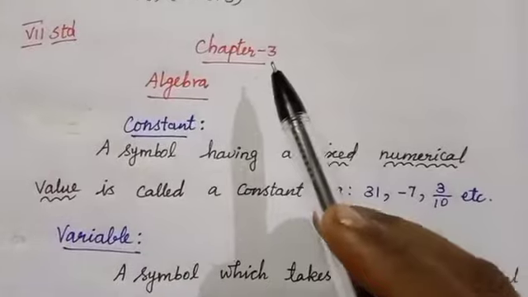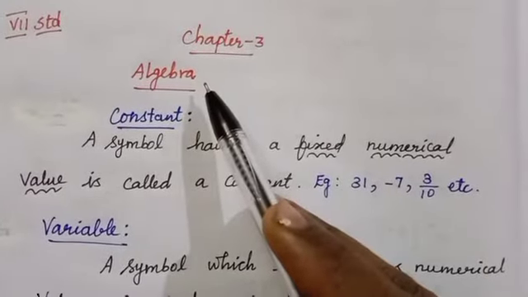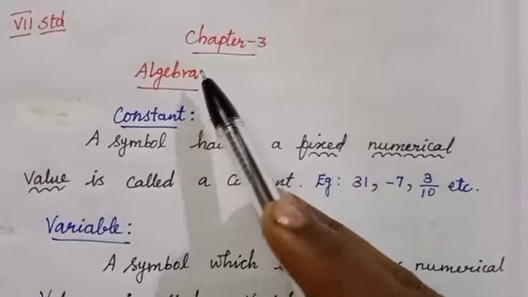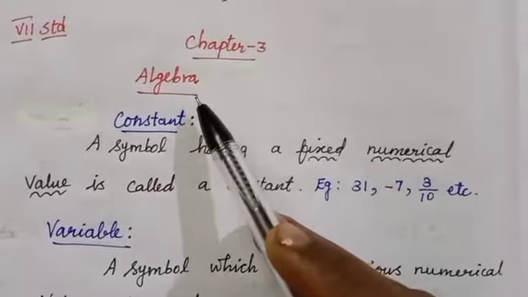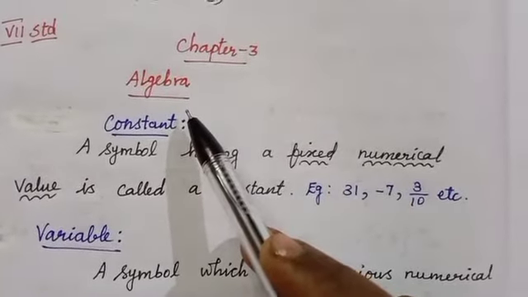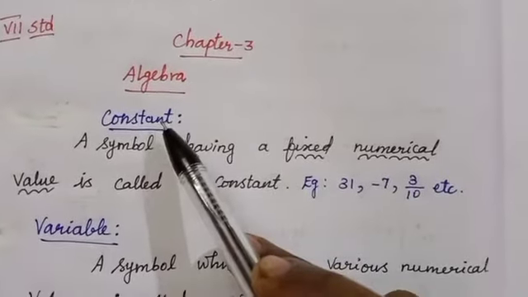Students, for chapter 3, algebra. For algebra, you have already learned some basics in 6th standard. Algebra is a combination of constants, variables and some basic mathematical symbols. First you have to know about constants.